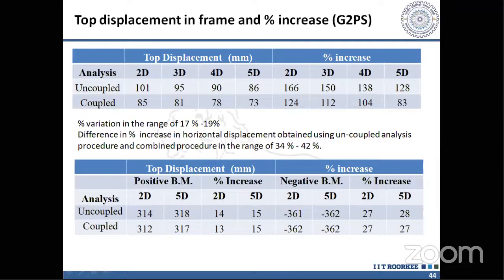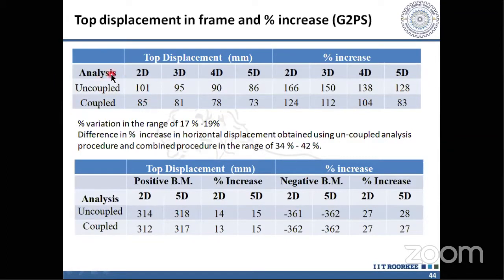Here, the displacement at the top of the building frame for a fixed base was 38 mm. You can see that with the uncoupled approach, when we have modeled the pile, the displacements were quite high, 101 mm if the spacing is 2D. But as we increase the spacing between the two piles, it comes down to 95 mm, 90 mm, and 86 mm. The percentage increase was quite huge, 166%, coming down to 128%. This was done with the uncoupled approach.